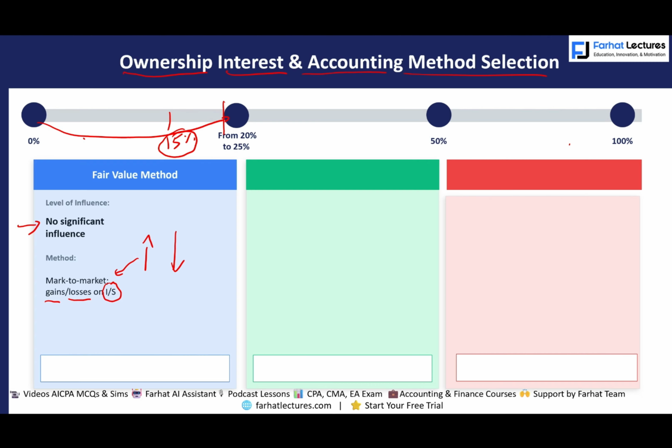So you are looking at 0 to 20% with no influence. Then you would use the fair value method, and the fair value method dictates that you adjust your investment to market. Now, how do we do this? Don't worry, we're going to look at an example in the next session. This is an introduction. All you need to know in this session is how to account. So 0 to 20% with no influence, fair value method.